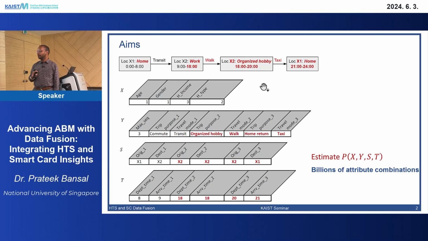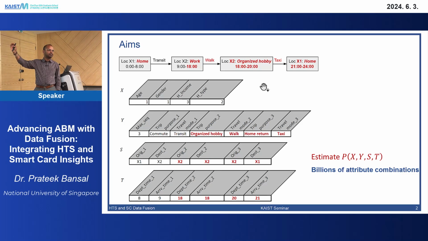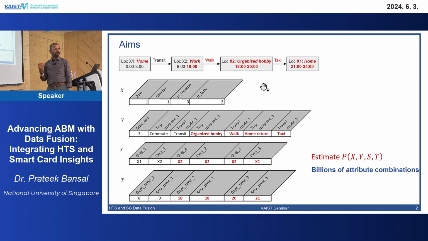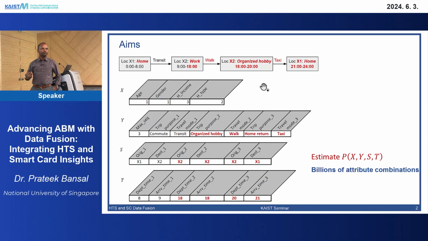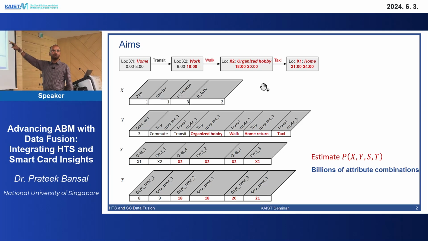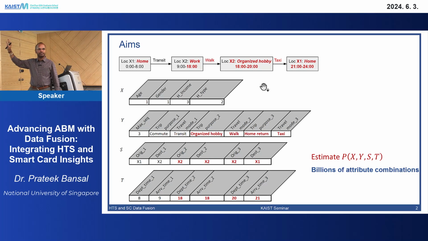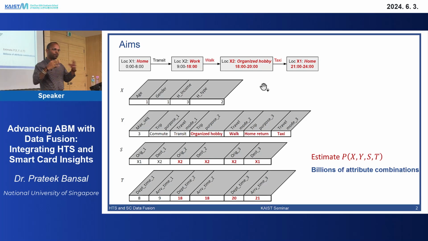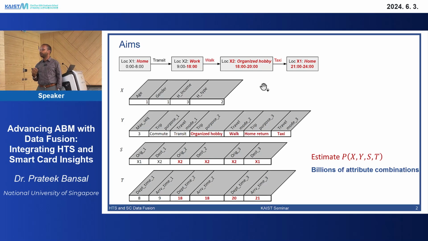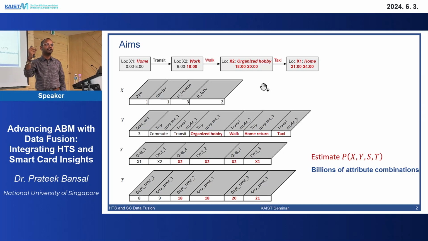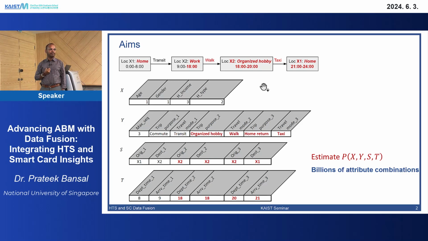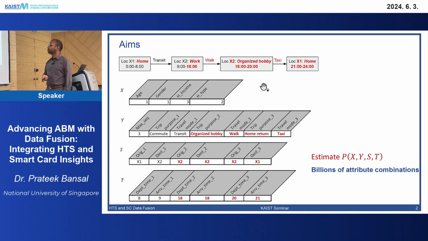So in principle, if you think about this problem, we generally discretize the age, gender, and income into categories. And we do the same for the trip purpose as well as the travel modes. So we have a very large joint distribution that we want to estimate. If we assume that X is a discrete random variable, Y is also discrete, S is also discrete, T is also discrete, we have a large domain of billions of attribute combinations, and we want to understand the probability mass on each attribute combination, right? That's what we will have, and then we will have the distribution of the activity schedule.